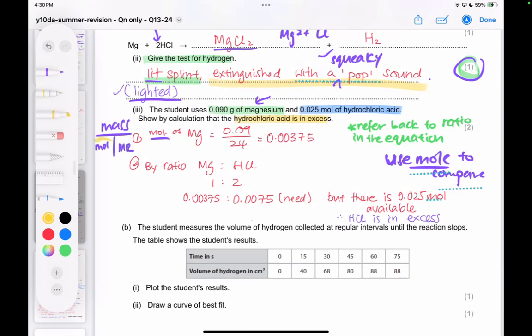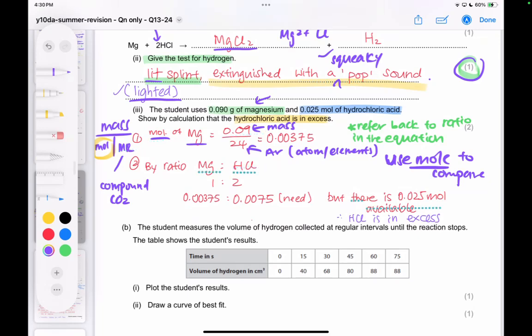So mole, you need this triangle: mass, mole, MR. In order for you to find mole, you have to use mass, which is over here, divide by the AR. What's the difference between AR and MR? AR is used for elements or atoms, whereas MR refers to molecular mass, so that's referring to compounds. For example, MR of CO2 is for a compound because it's made out of carbon and oxygen. In this case, we are only looking at magnesium, which is an element. So you can get the value for magnesium using the periodic table. So that's 24.